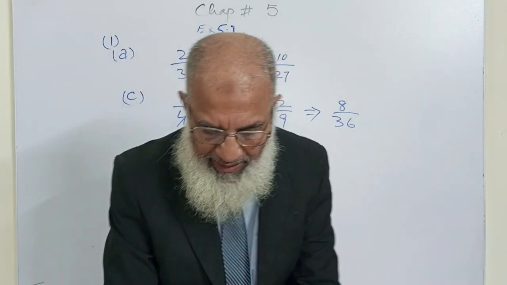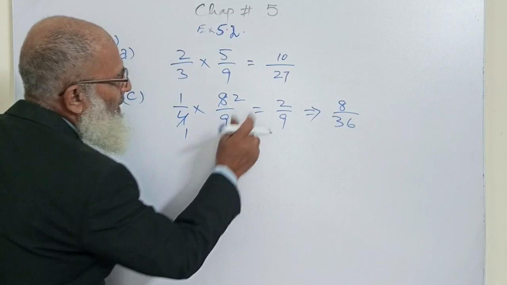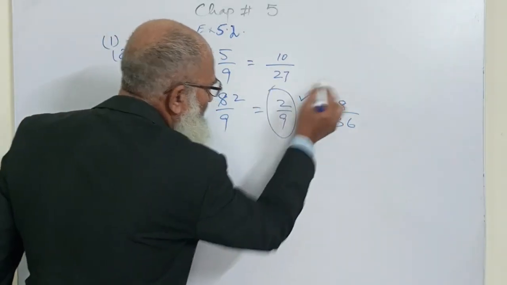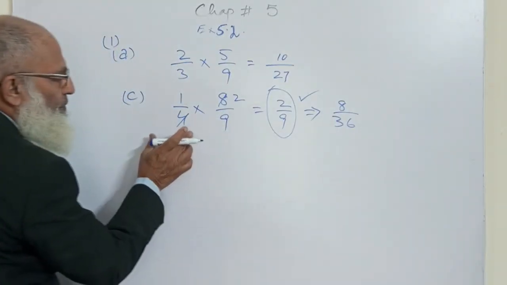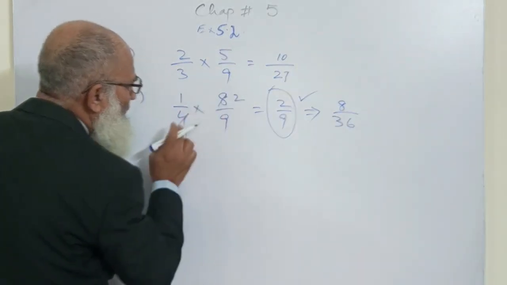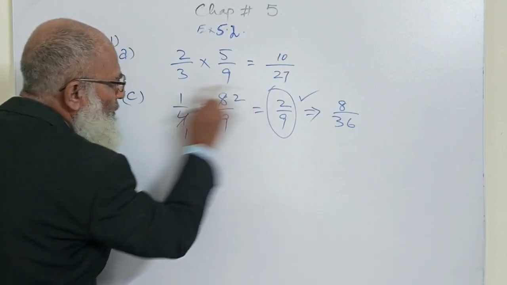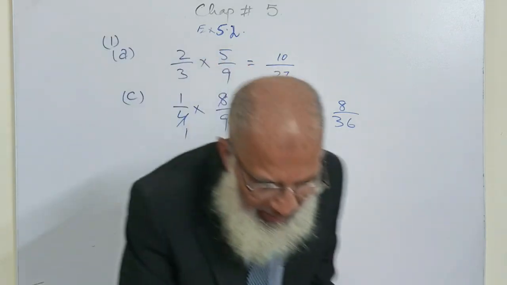So, let's see what the book has done now. Yes, this answer is correct, because we have to simplify it. And according to BODMAS, we have to divide it first, then go for the multiplication. Now, another question.